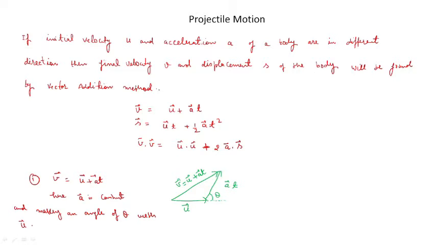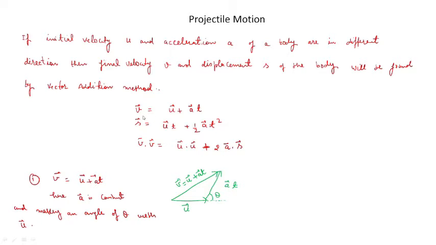Then our equations of motion will be written in vector form. In vector form we will write the equations of motion as vector v is equal to vector u plus vector a into t, and vector s is equal to vector u t plus half vector a t square, and the third equation of motion will be v dot v is equal to u dot u plus 2a dot s.